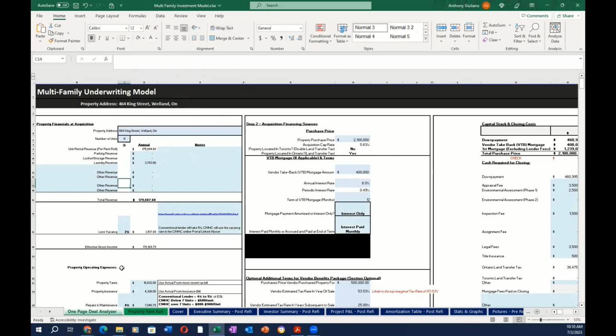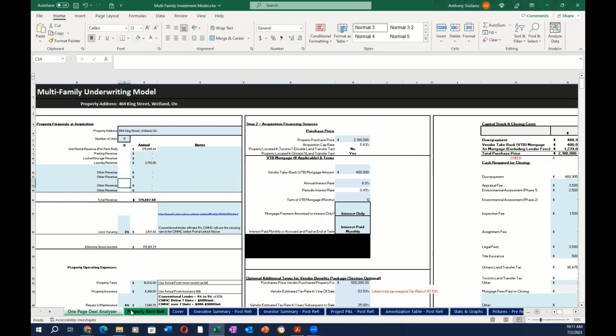So the first step in underwriting a multifamily deal is really to get to the property's rent roll and the property's current financials. So generally, this will be provided by the vendor, and it's ultimately up to you as the purchaser to validate that the financials are accurate, whether that be through an audit or whether that be through you getting all of the supporting documentation to support the property financials.